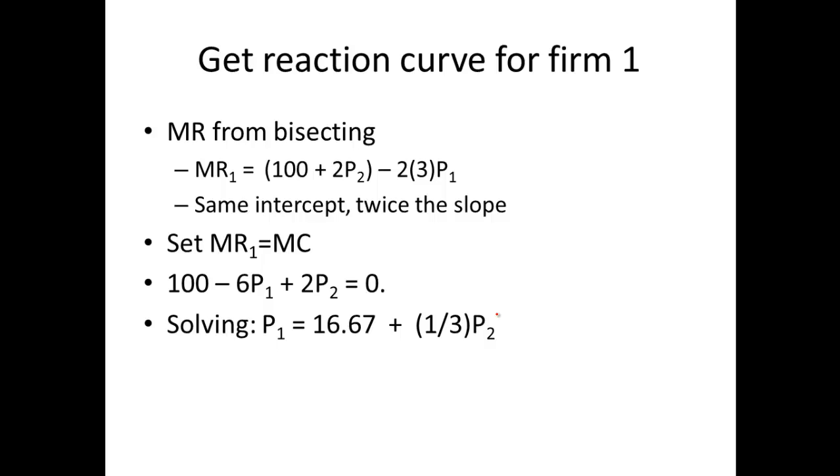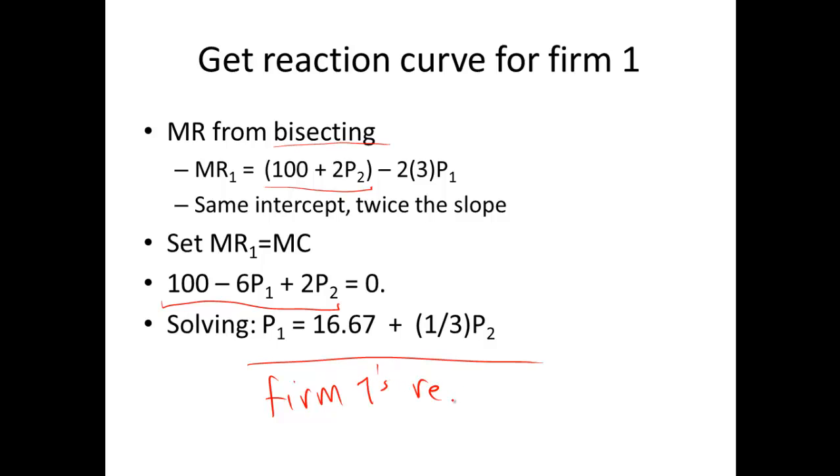Now, we need to get the marginal revenue, and so let's use the bisecting idea. Marginal revenue has the same intercept as demand, but it has twice the slope, so we'll multiply that 3P1 by 2. Then we need to set MR1 equal to MC, and MC is 0, so MR for firm 1 equals 0. If we solve it for P1, what we've got is firm 1's reaction curve.